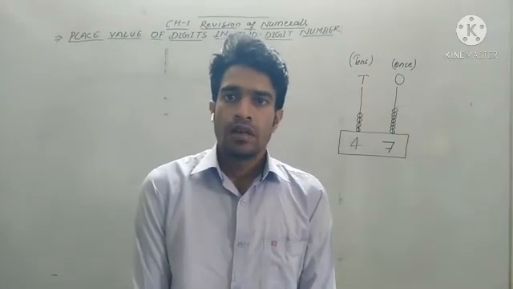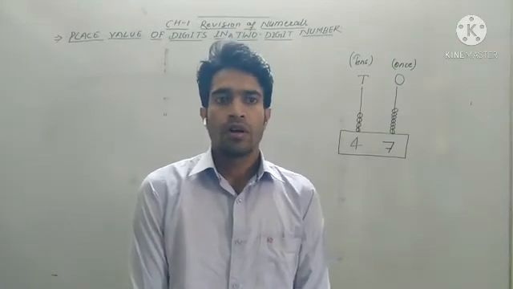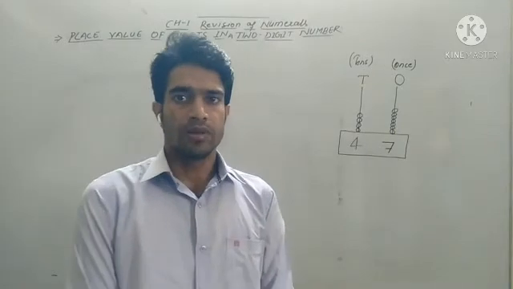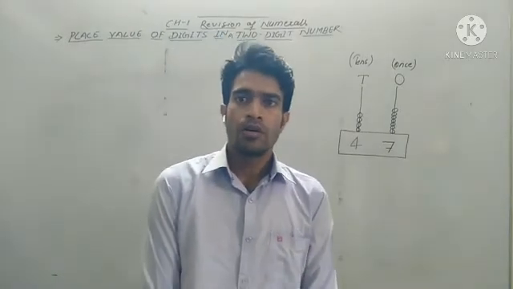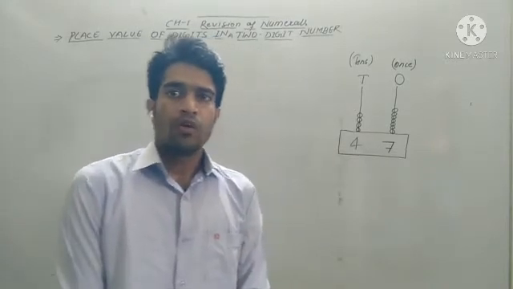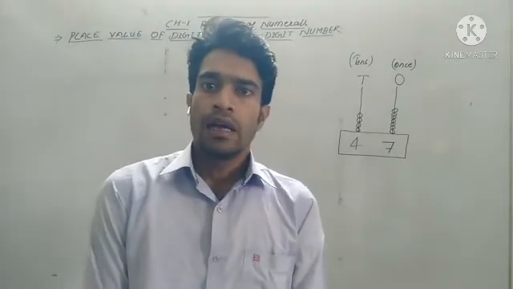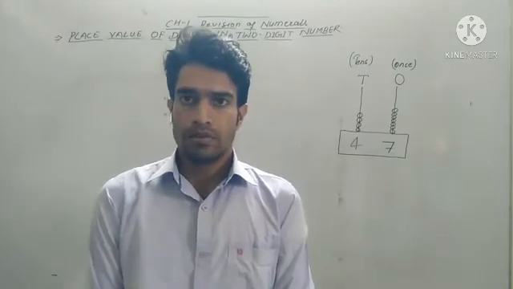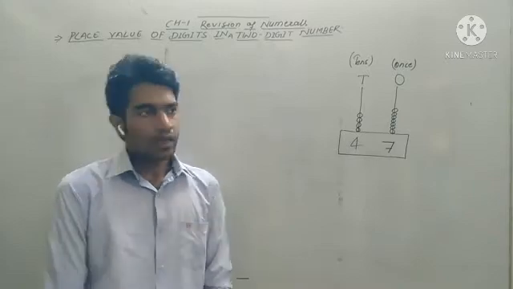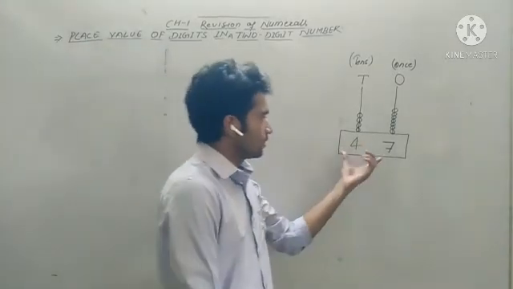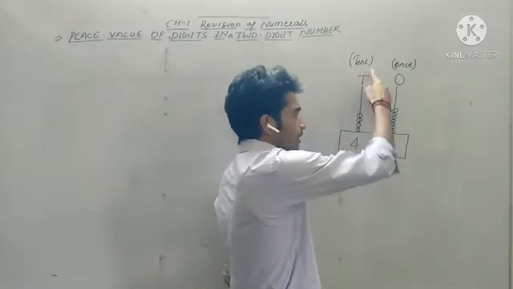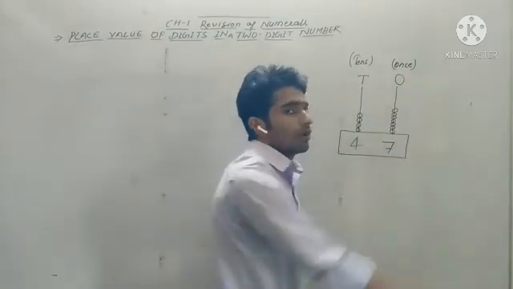So students, this is my second lecture video of chapter 1, revision of numerals. And now, today our topic is place value of digits in a two-digit number. Is it clear? So, the number shown in abacus is 47. So, 4 is in tens place and 7 is in ones place.